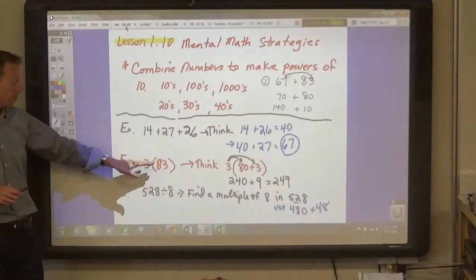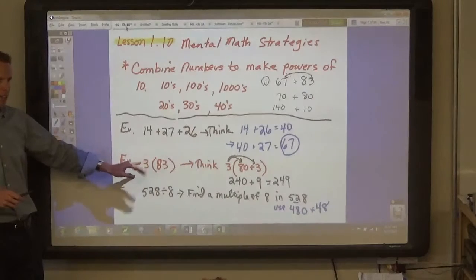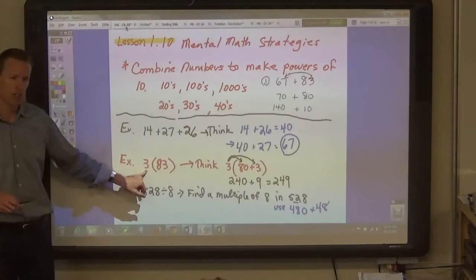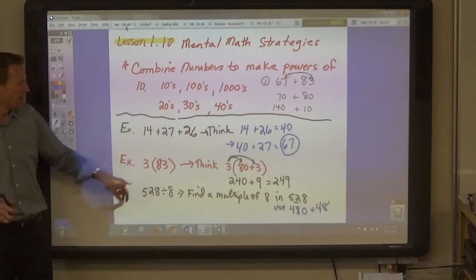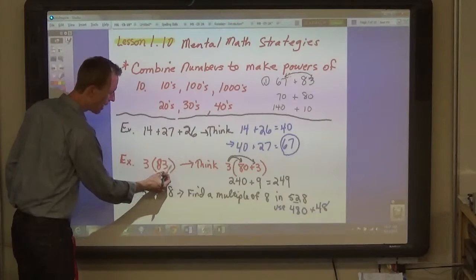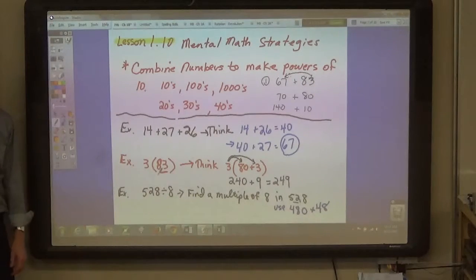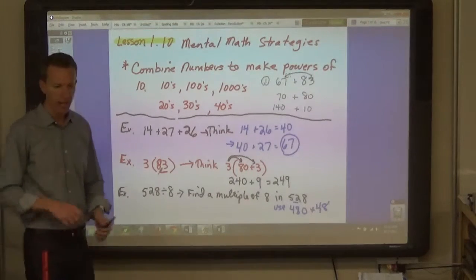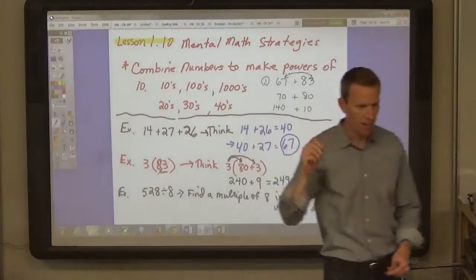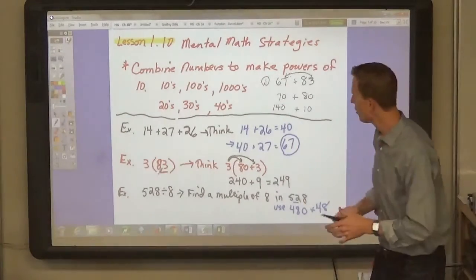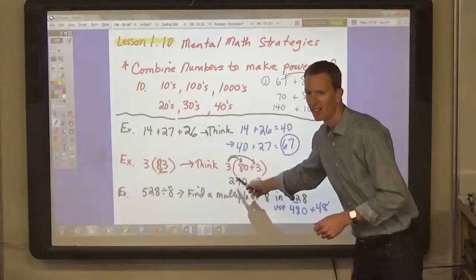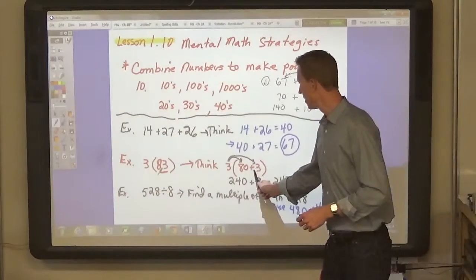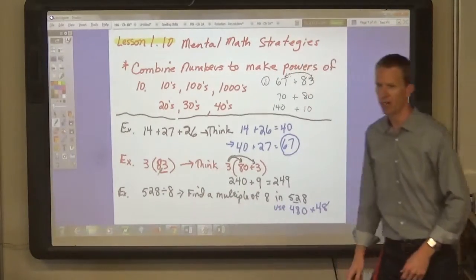One of the ways that you can do mental math is to think about the distributive property, how to use the distributive property. And what it involves is taking a number like 83 and putting it in expanded form. What's 83 in expanded form? Meaning, what is the value of the 8? Jen? 80 plus 3. This is the expanded form of 83.